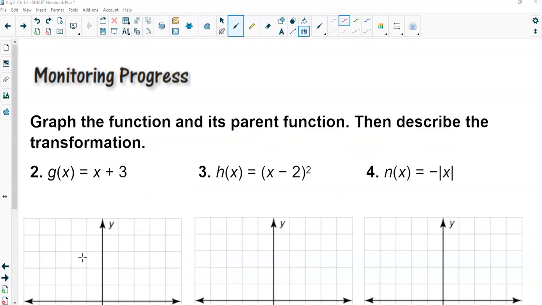Go ahead and try these 3 and describe the transformation. Draw the parent function and draw this graph and compare them both and describe the transformation. Pause the video, try to do it on your own, and then come back and see how you did.